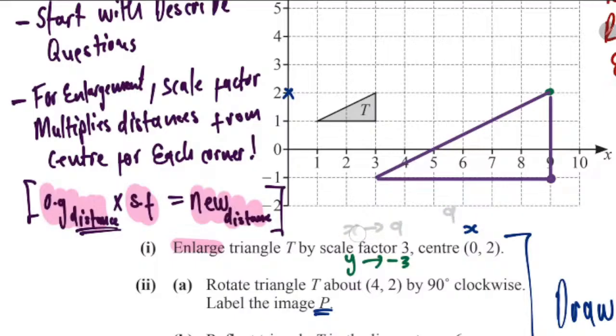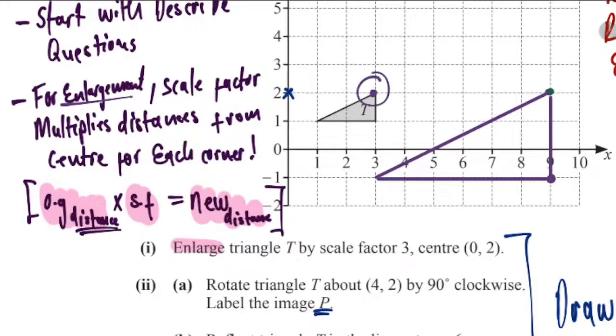So, sir, what is the secret? What is the secret for enlargement? What is it that we must always remember? For 19 years from now, if anyone comes with an enlargement question, how do I remember? This is how you remember. For enlargement, the scale factor multiplies distances from the center. So if you want to know where the new shape is, then find distance from the center for that point.